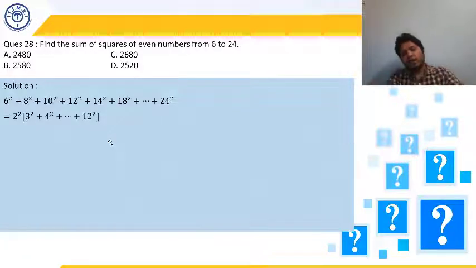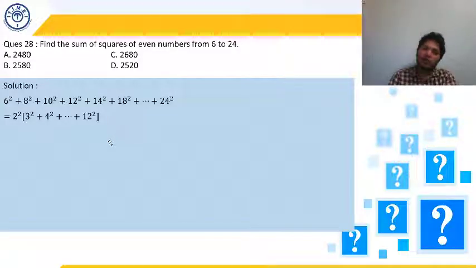So we can take 2 square as common. So what will be left out? 3 square plus 4 square and so on up till 12 square. So we know the formula to calculate the sum of squares of first n natural numbers. What is that formula? n into (n plus 1) into (2n plus 1) divided by 6. But that formula is only applicable if we take the squares of the first n natural numbers. But here the squares start from different values. So we are starting from 3 square plus 4 square plus 5 square and so on up till 12 square. But we do not know any formula to calculate the sum of squares starting in between from natural numbers.